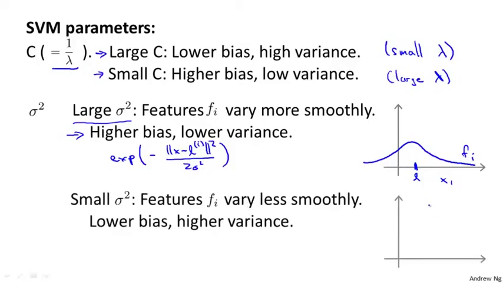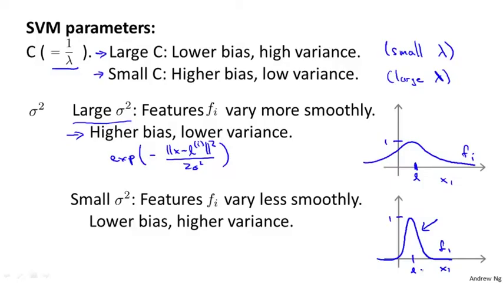Whereas in contrast, if sigma squared was small, then given my one feature x1 and that landmark, my Gaussian kernel, my similarity function, will vary more abruptly. In both cases it will peak at 1. And so if sigma squared is small, then my features vary less smoothly. So you have higher slopes, higher derivatives here, and using this, you end up fitting hypotheses with lower bias, and you can have higher variance. And if you look at this week's programming exercise, you actually get to play around with some of these ideas and see these effects yourself.